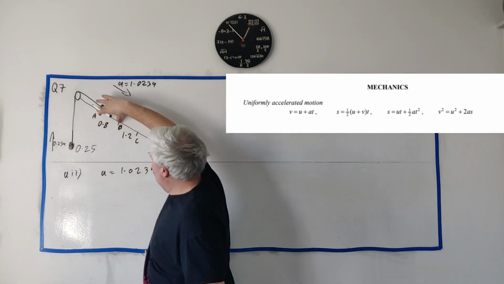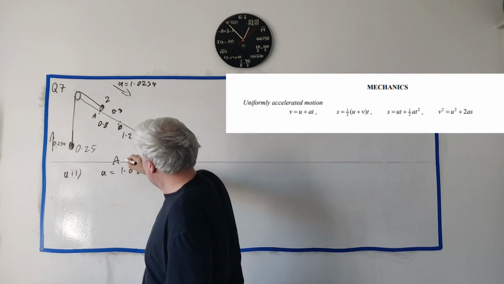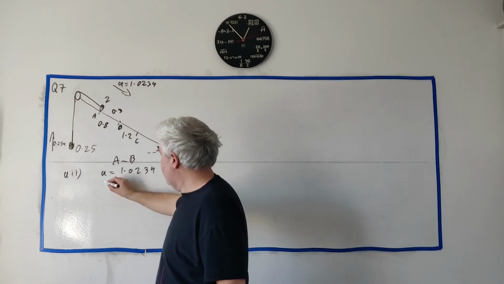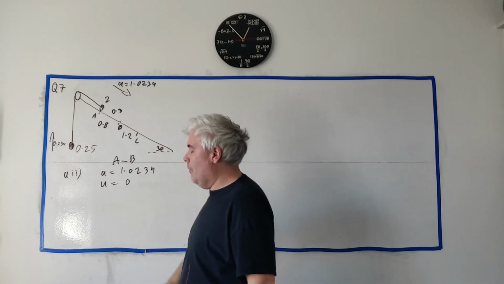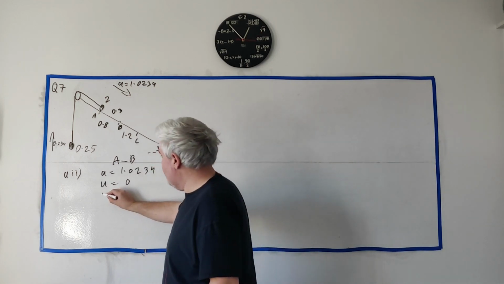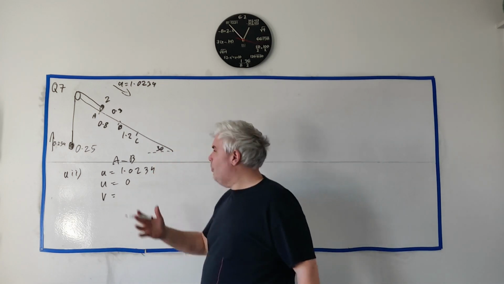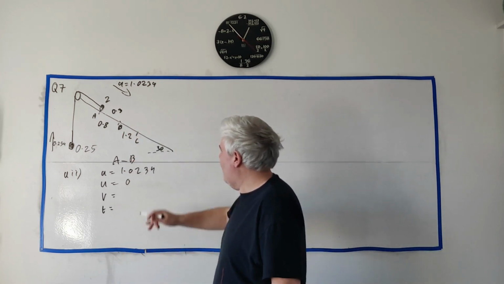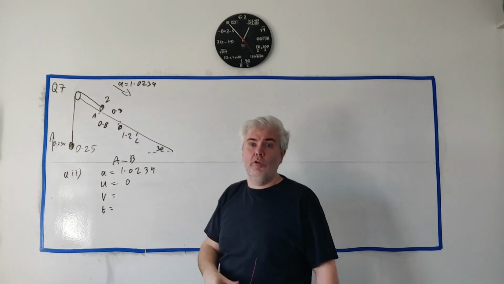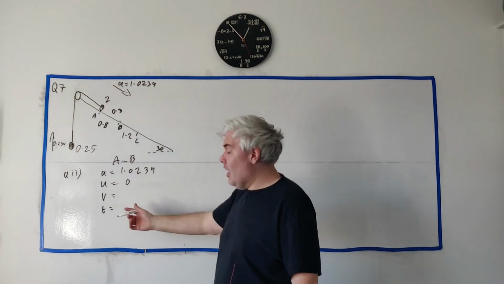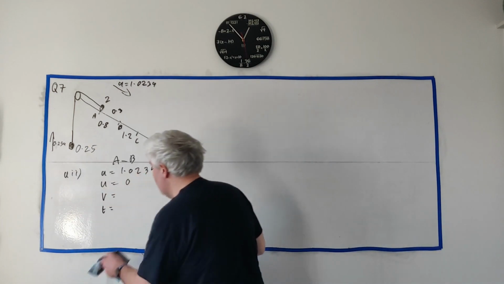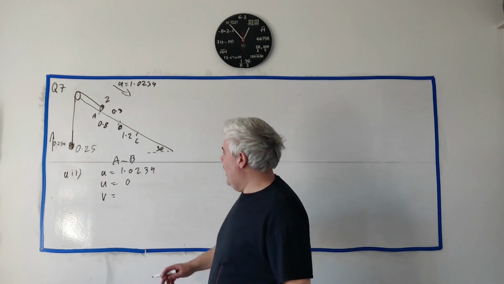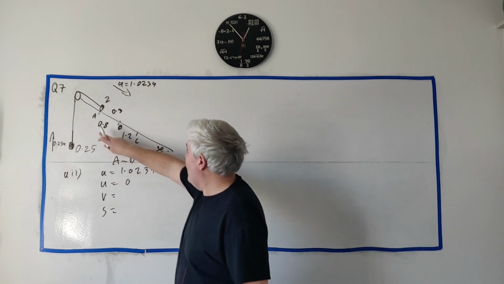Let's split into this world first. A to B. The acceleration is this. The initial speed is 0. The final speed, we don't know, but that's something I'd like to know. T, we don't know. We don't need to know for this part. Again, in part B we will, and it will become useful, but we don't really need to know it now. And then displacement S, and we do know that: 0.8.